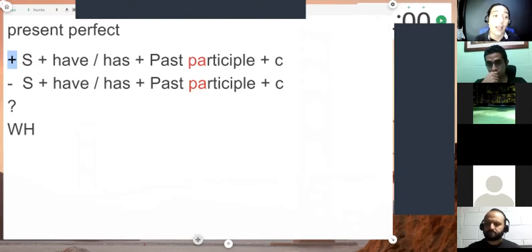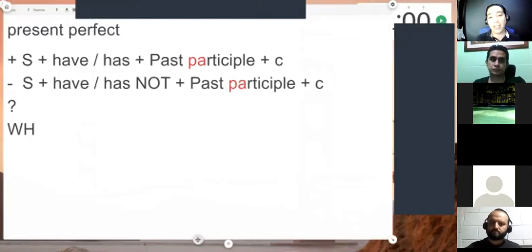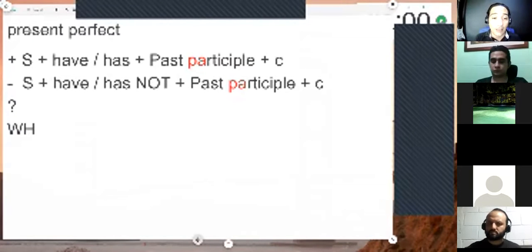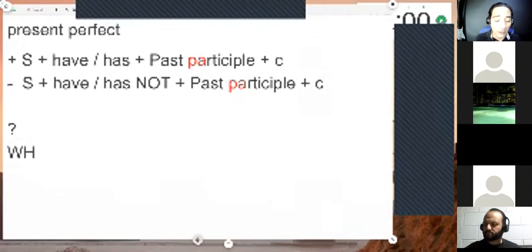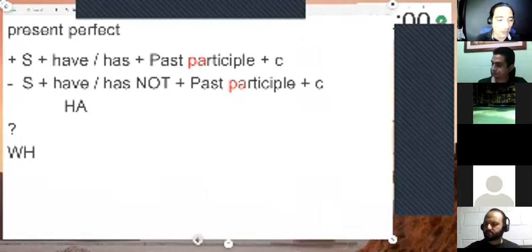De una forma afirmativa. Negativo: como el 90% de las estructuras gramaticales en inglés, el auxiliar será el que lleve la partícula not. Ahí le voy a agregar la negativa al auxiliar. Y es lo único que cambia entre una afirmación y una negación: el not. Yo puedo contractuar, vamos a ver las contracciones en un minuto, prefiero abordarlas por separado.